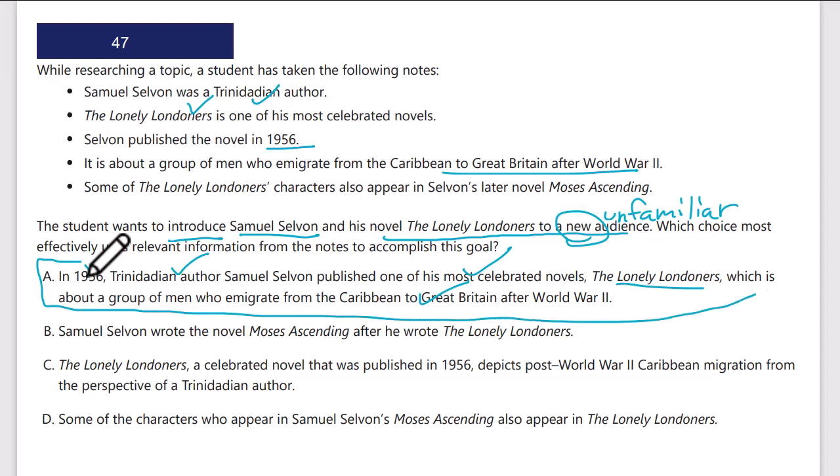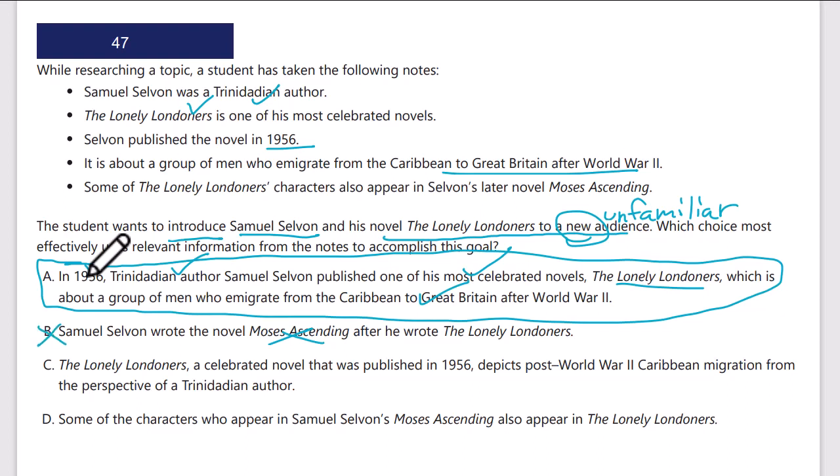This is helping explain to someone who's a new audience, doesn't know the author, doesn't know the work, and it introduces both the work and something about the author. So I think A is going to be correct, but let's check B, C, and D. Samuel Selvon wrote the novel, some other novel. No, that's not answering the question.